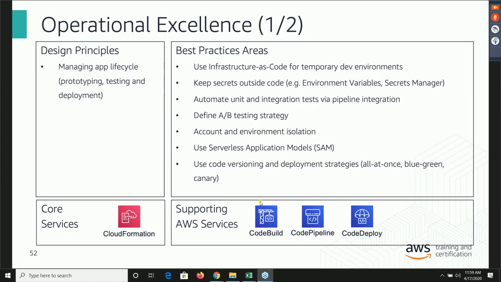Account and environment isolation remains the same as standard. So you do want to have dev and prod environments in separate accounts, separate VPCs. Again, that remains the same as when we do traditional infrastructure, and the serverless application model, like I've already talked about.